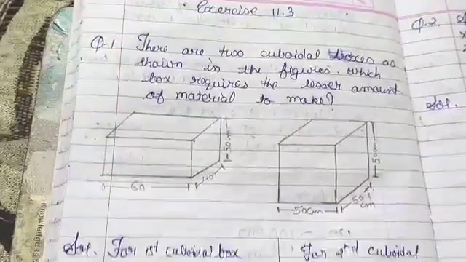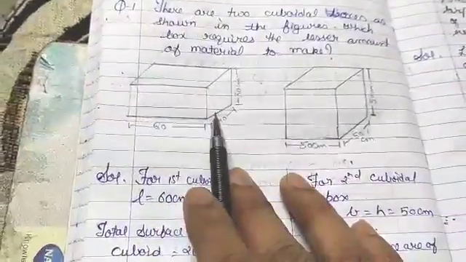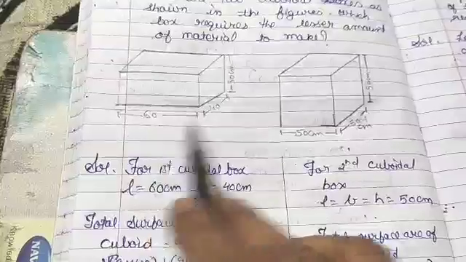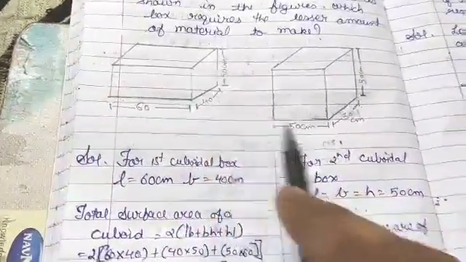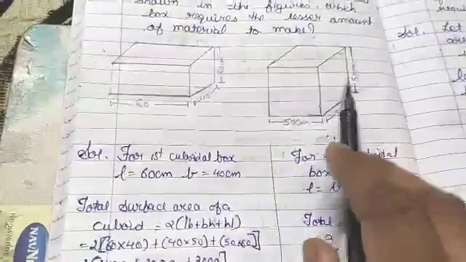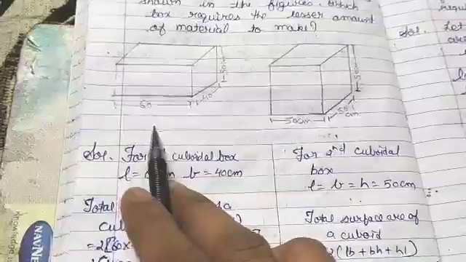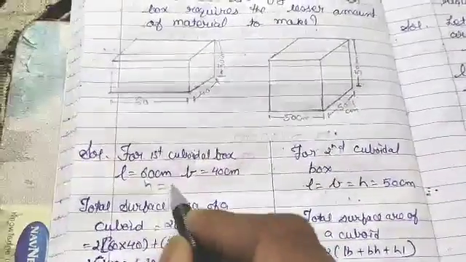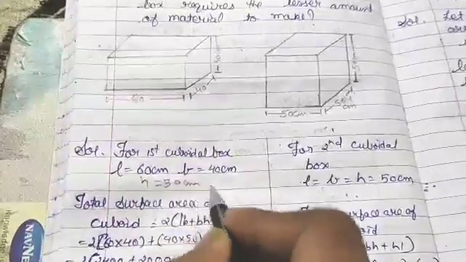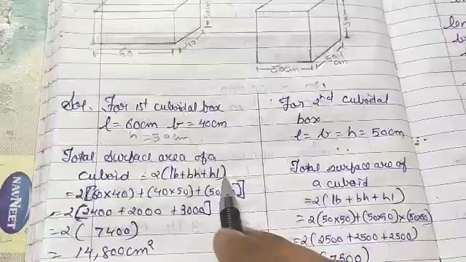Now let us find the total surface area of the cuboidal boxes. Now here, what is the difference between both? Here, the values of length, breadth and height are all different, and here, length, breadth and height are all the same. So what is the formula? Write down the length. The value of length is 60, breadth is 40, and height is 50 centimeter. Now the formula is 2(lb + bh + hl).